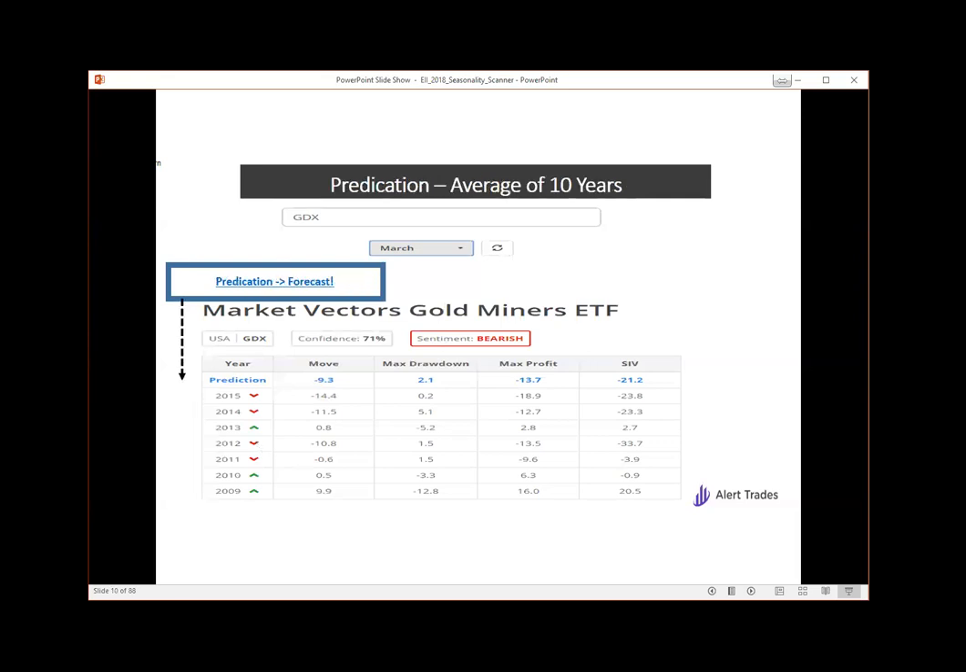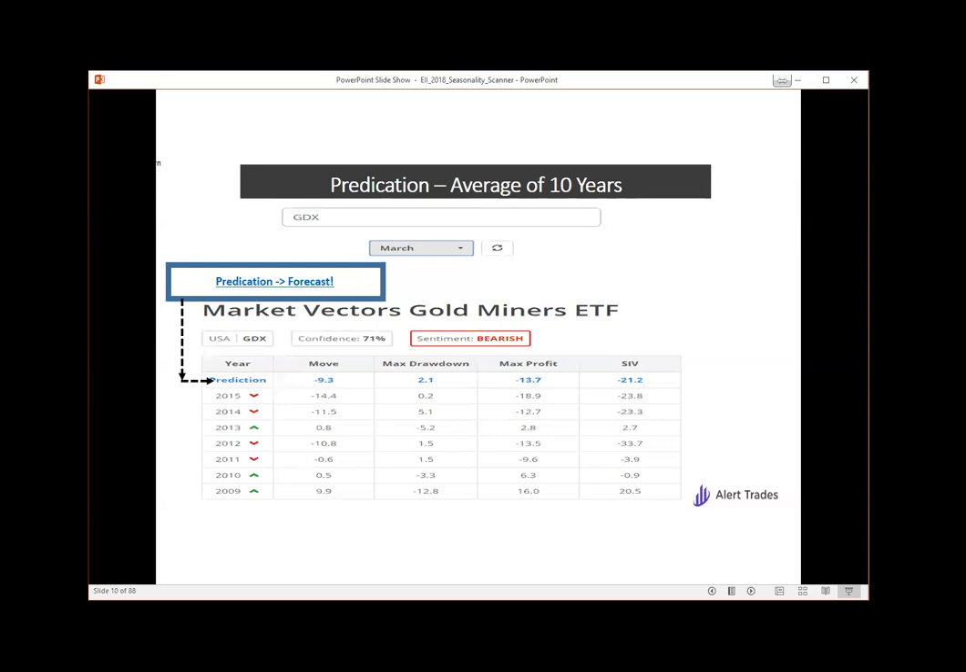Okay. Above all those years is the prediction. So this basically takes the average of all information for all those years and gives you a prediction of what the seasonality is going to tell you. Okay. Now, we're going to go through a formula a little later, okay?